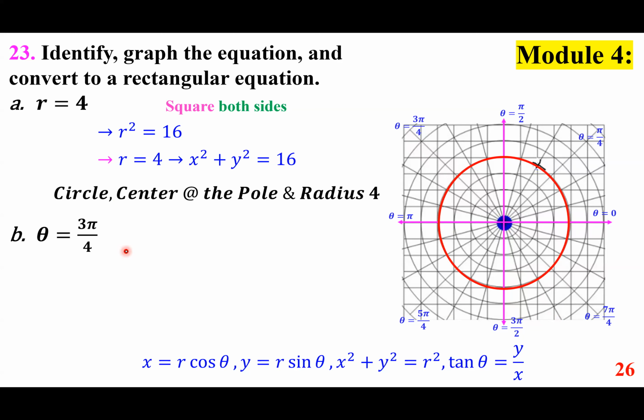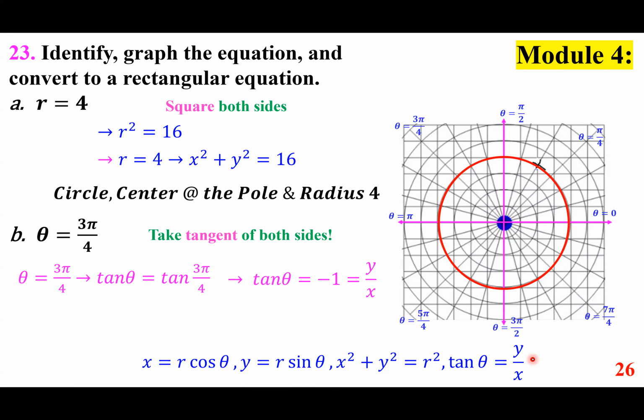Theta equals 3 pi over 4. When theta is a constant, we take the tangent of both sides, because we know tangent is y over x, okay? So tan of theta is tan of 3 pi over 4, and the tan of 3 pi over 4, we know it to be negative 1. We also know it to be y over x. So that means y is minus x, and that means it's a line through the origin going this way.